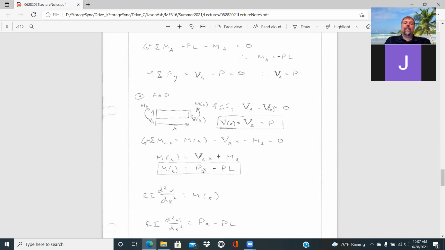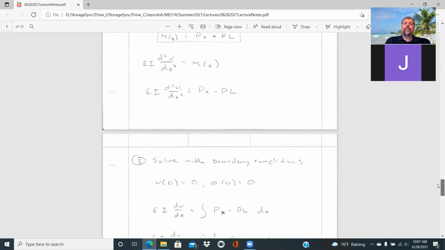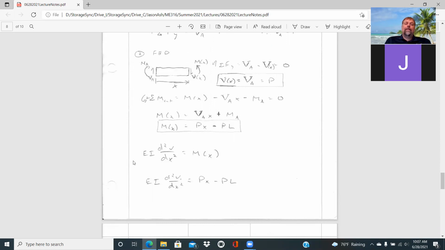And M of x, then V of A is equal to P. M of A is equal to minus PL. So we end up with P times x minus PL. And it's just telling you what that moment is as a function of x. And that's where we can then start in the center point of those system of 5 equations. And we only have to deal with 3 of them.